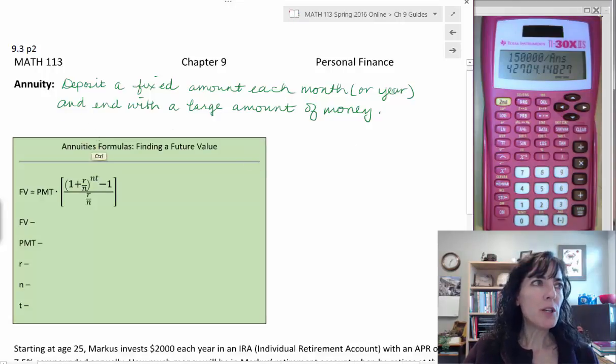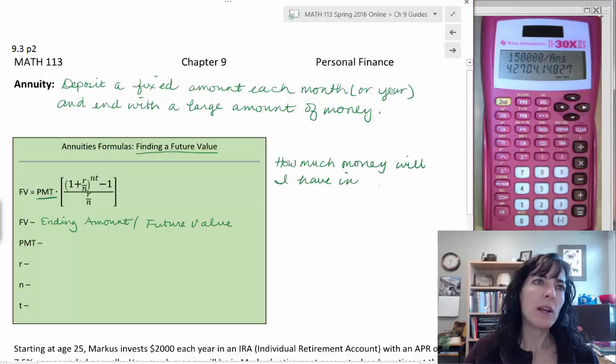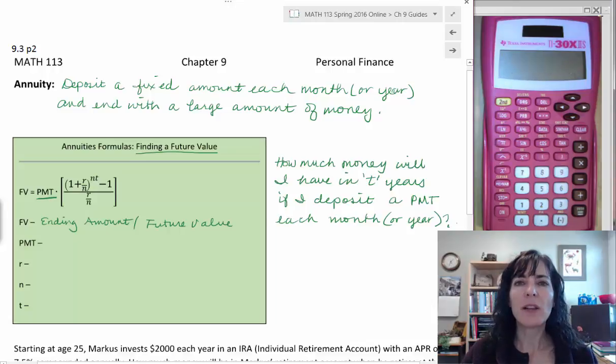So if we want to use the annuities formula, this version of it is solved so that you can find a future value. And so you have to know your payment up front, and then you can find the future value of your account. Future value, that's the same as the ending amount. And the question that we can answer with this formula is, how much money will I have if I deposit a certain amount every month in T years?